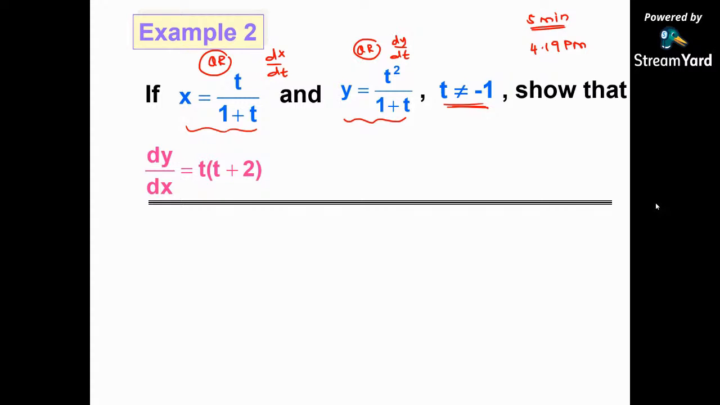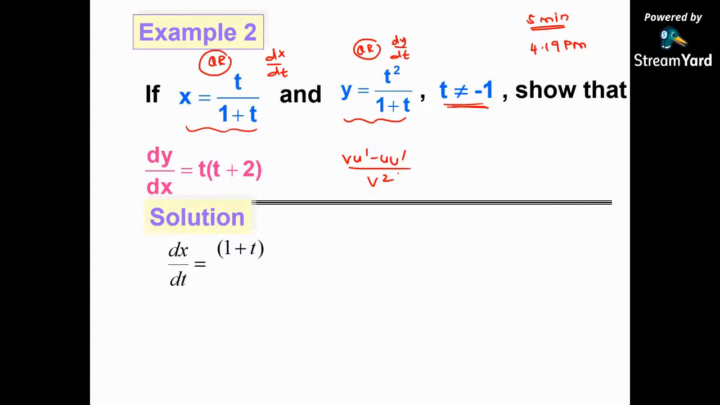Right, so now let me show you the working for this. We're going to use the quotient rule for dy over dx: vu prime minus uv prime over v squared. So we take v, which is 1 plus t, and differentiate t to get 1, minus t times the derivative of 1 plus t, over v squared, so over 1 plus t squared.